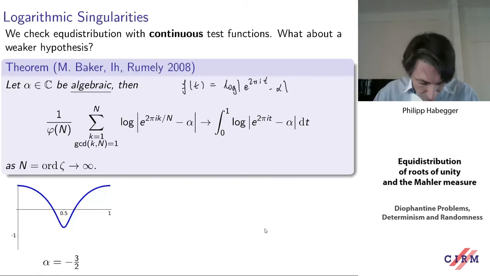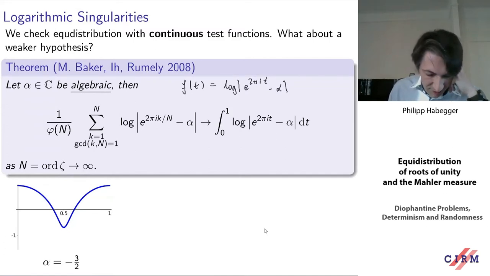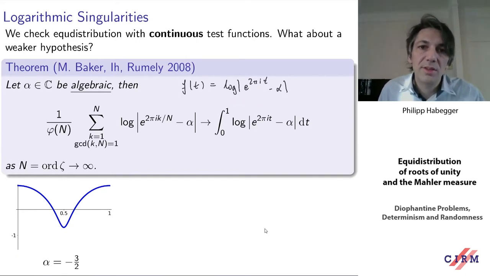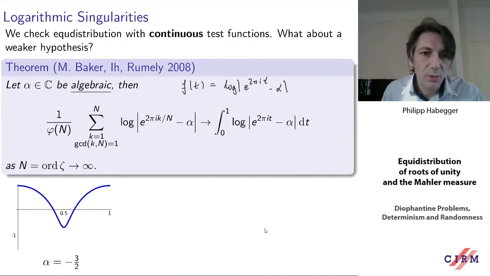Now, as I pointed out, the proof of the result essentially depends on the value of alpha. So the first case is if alpha is, for example, minus 1.5 as here. Well, in this case, the test function happens to be continuous again because there is no logarithmic singularity as t goes from 0 to 1. I've plotted here the function in blue, the lower left, and you see there's a minimum here. It's negative, but it's okay. So in this case, if alpha is not on the unit circle, their theorem follows from the classical result I just mentioned before using those Ramanujan sums.